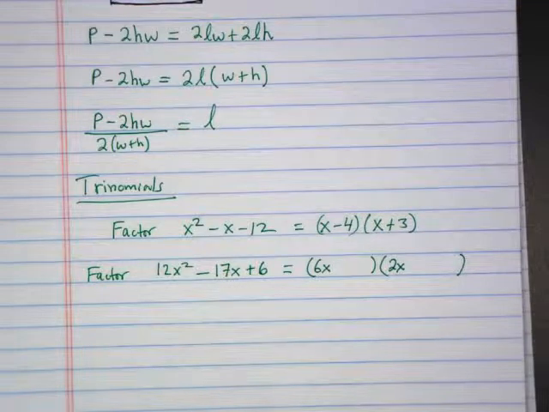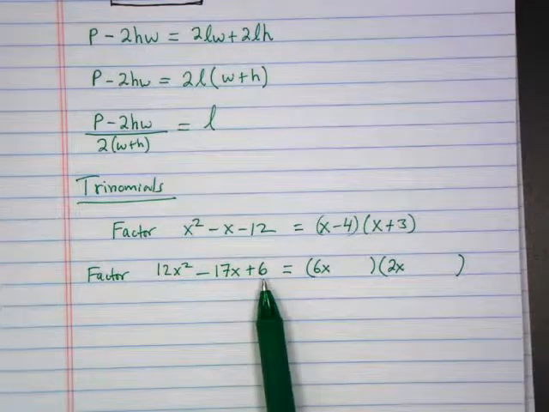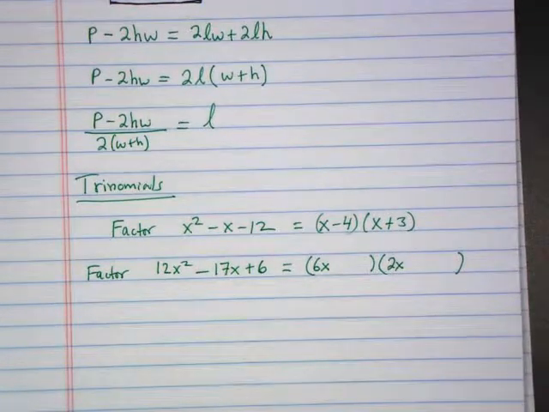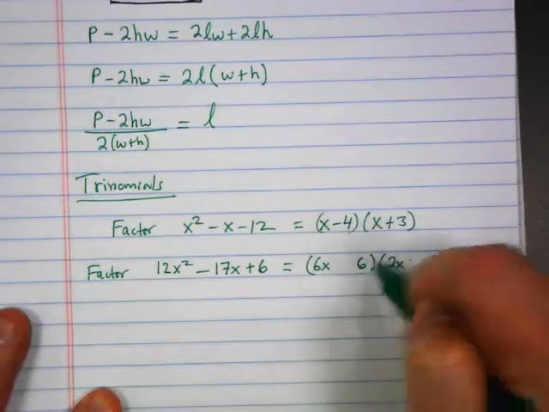Now, on the other end, I've got to multiply two numbers together and get a positive 6. So how can I get a positive 6? 1 and 6, or 3 and 2. Which one's the right one? There's no way to know. You've got to guess, and you've got to try. Which one do you want to try? 6 and 1.